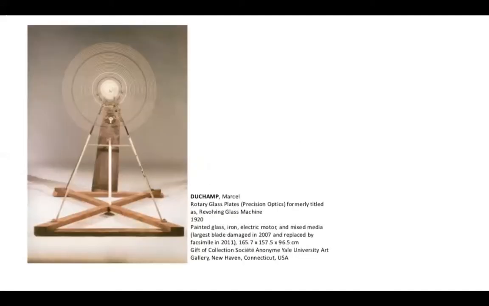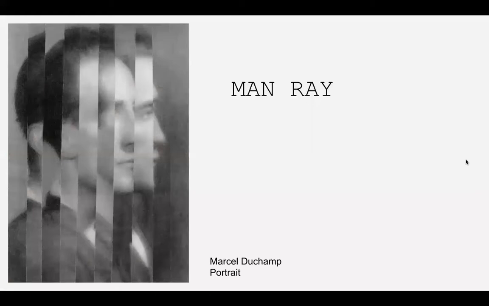This is a piece that Duchamp made, Rotary Glass Plates. This can be kind of like an interactive and moving system. So this is painted glass, iron, electric motor, and mixed media. Now we might put an Arduino chip in there to program this, but this is really proto-digital art kind of at its finest. So we have the glass plate in motion with Duchamp, and I believe he actually worked on this with Man Ray, if I'm not mistaken.